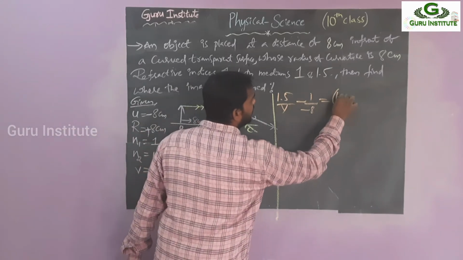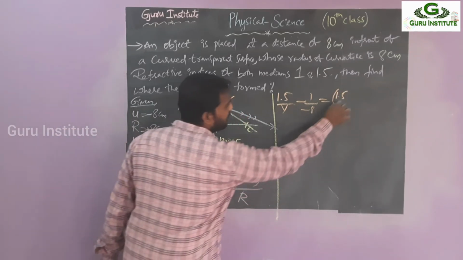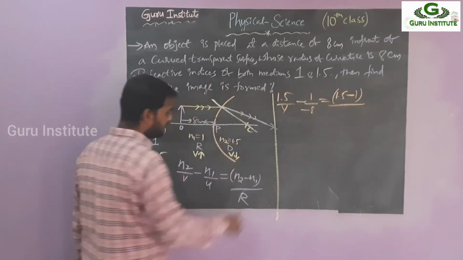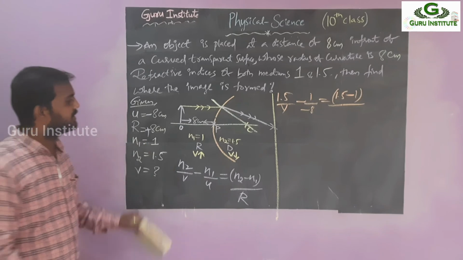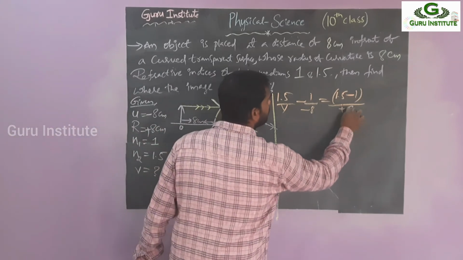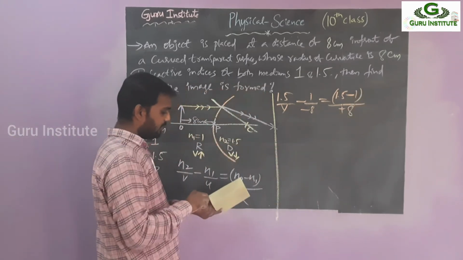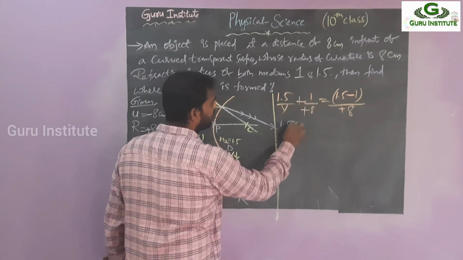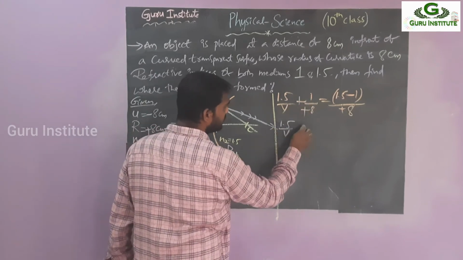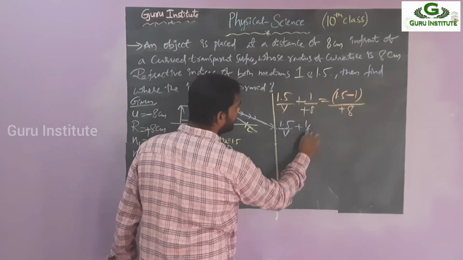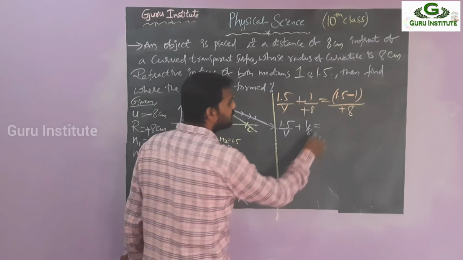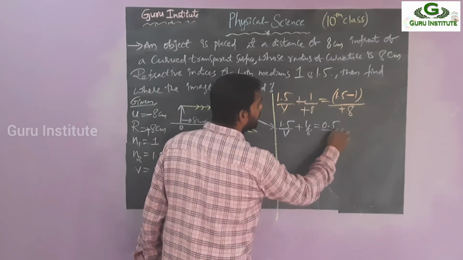So N2 is 1.5, then minus N1, which is 1, by R. What is the R value here? Plus 8. You can take plus 8. Next, minus minus gets cancelled. So what do you get? 1.5 by V plus 1 by 8 equals 1.5 minus 1, how much? 0.5. 0.5 by 8.